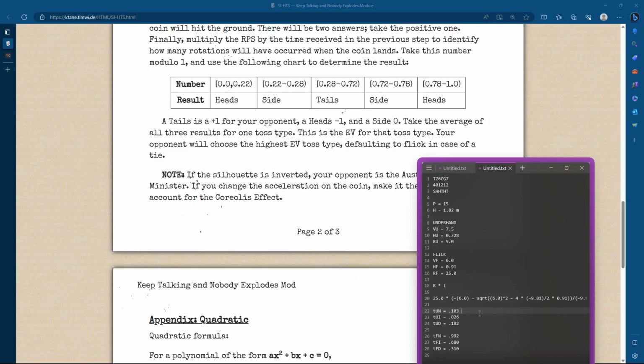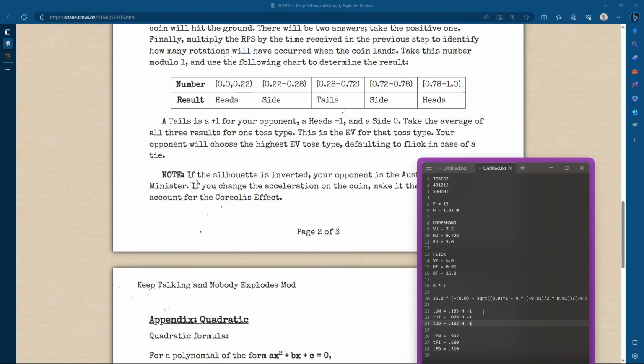Okay, so this would be a heads because it's between those two. Increase, same value, so that would still be a heads. And decrease, same range rather, that would also be a heads. Heads is -1, so for the opponent, that's -1, -1, -1. If we take the average of these, the average of -1, -1, and -1 is going to be -1. But if you don't know how to take an average, you just add them all together and then divide by however many you have, which is 3.